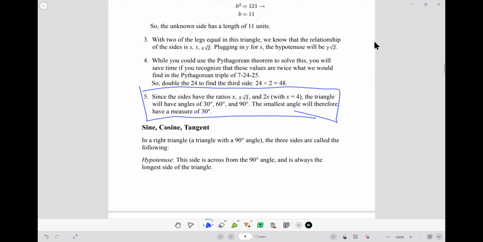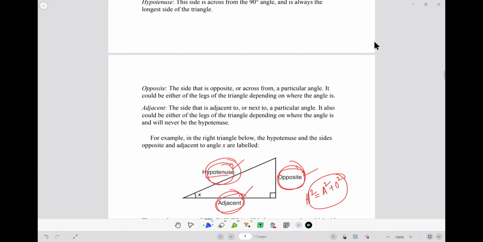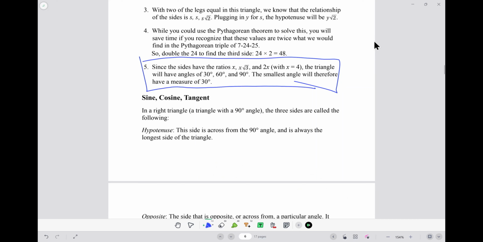So now we're going to talk about trigonometry, just some basic trigonometry. What actually is trigonometry? Trigonometry is basically finding the values of three angles. That is where the word trigonometry comes from: finding the values of three angles.